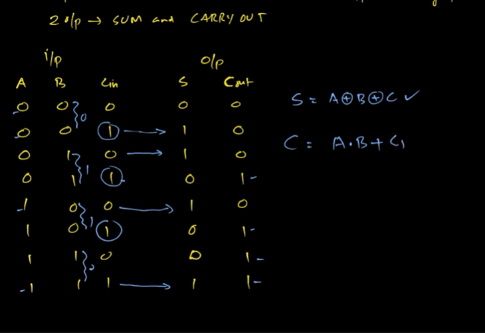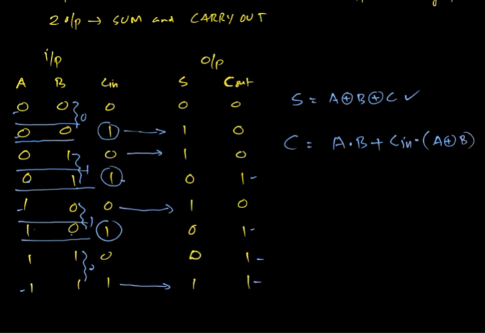So we can take C in, which is ANDed with some other combinations of A and B. Now let's consider the combinations of A and B for which C out is high with C in equal to 1. So these 3. Here when C in is 1, A is 1, B is 0. Here it is A is 0, B is 1. Here A and B are 0. So we can take it as A exclusive OR B.